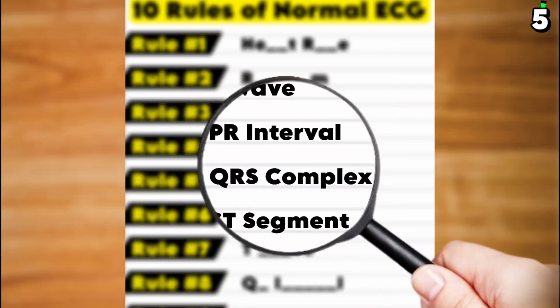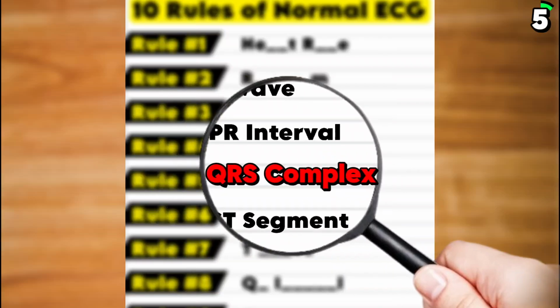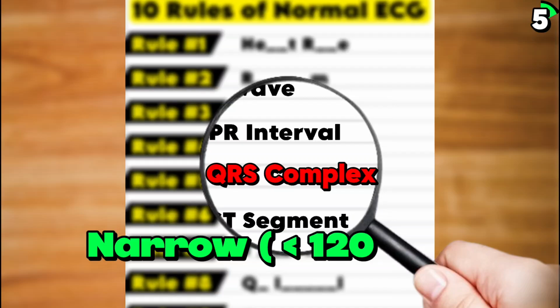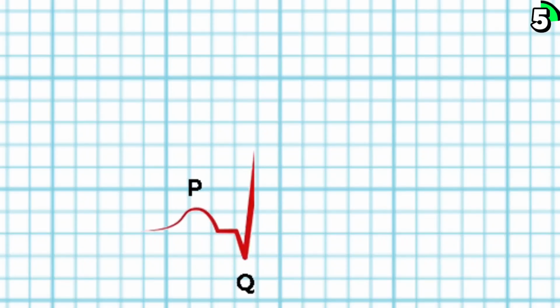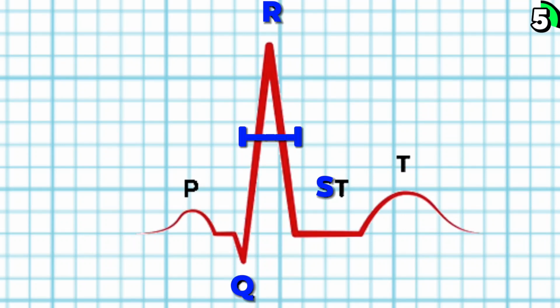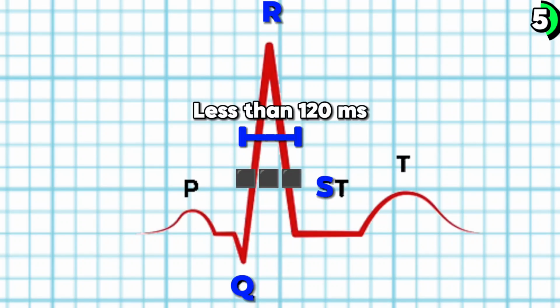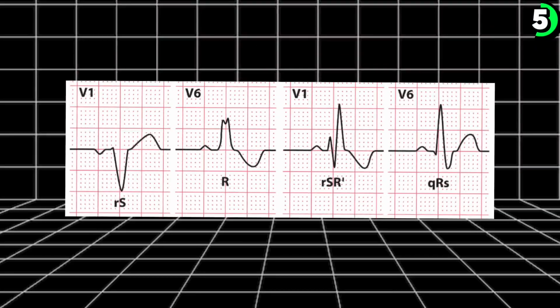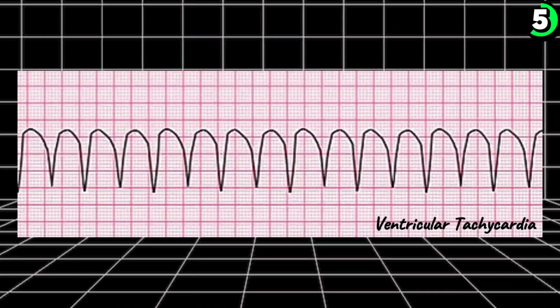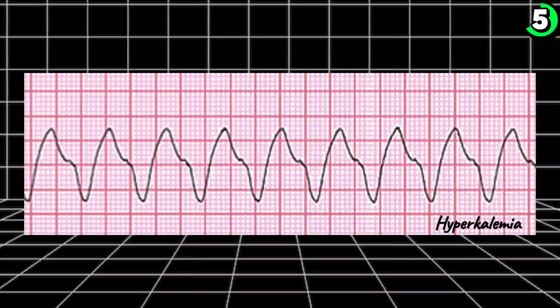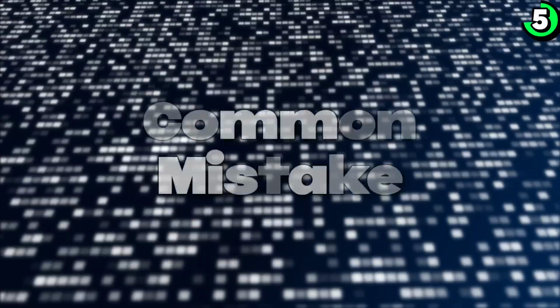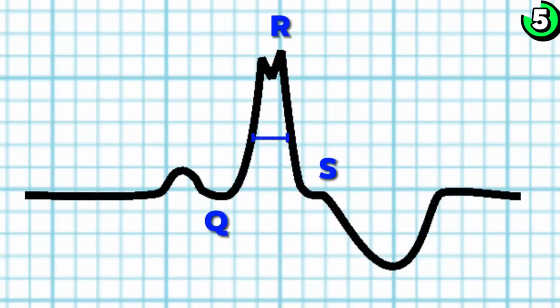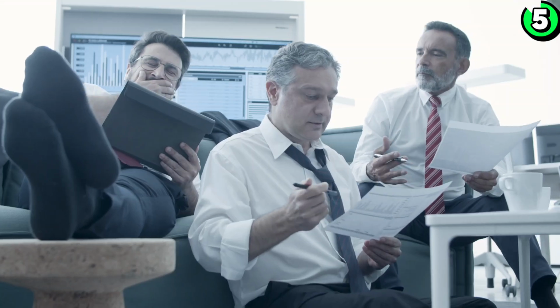Rule number 5. QRS complex. Narrow, less than 120 milliseconds. The QRS complex should be narrow, less than 120 milliseconds, or 3 small squares. A wide QRS? That suggests bundle branch block, ventricular tachycardia, hyperkalemia. Common mistake. If the QRS is wide, don't ignore it. Always check for a bundle branch block pattern or old infarcts.